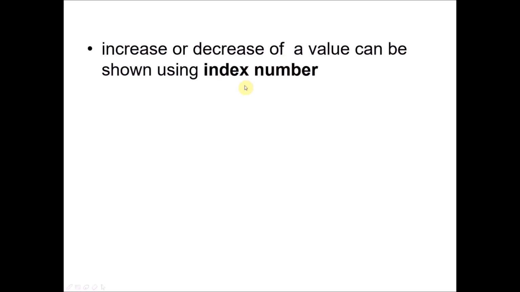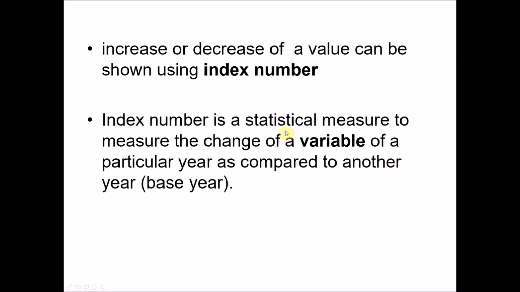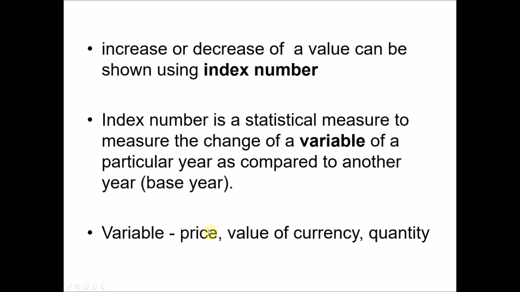But what actually is an index number, and how are we going to calculate this index number? Before we go into that, we try to look at the definition. Index number is a statistical measure to measure the change of a variable of a particular year as compared to another year. So we use index number as a measure of comparison for a variable. Then the variable here can be a price, it can be a value of currency, it can be a quantity, now as compared to another year, which we call the base year. Of course, with this definition here, it's still unclear what is an index number. So don't worry, it is clearer after you look at the formula and the examples later.